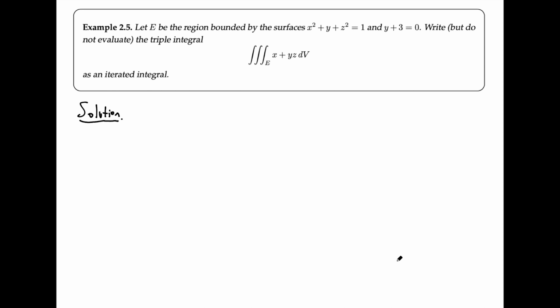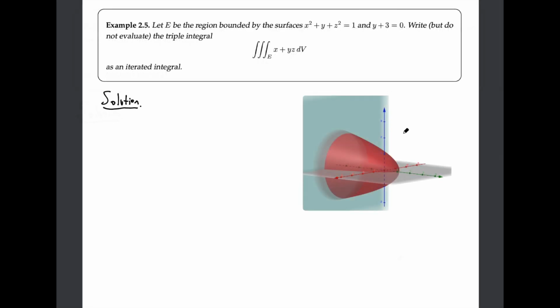So in this specific example, we're given a region bounded by two surfaces. One of them is x squared plus y plus z squared equals 1, and one of them is y plus 3 equals 0. Let me show you a picture of these two surfaces. This red parabolic shape here is the x squared plus y plus z squared surface, and y plus 3 is this green plane. One thing to notice about these two equations is that they naturally give bounds for y as opposed to either of the other two variables.